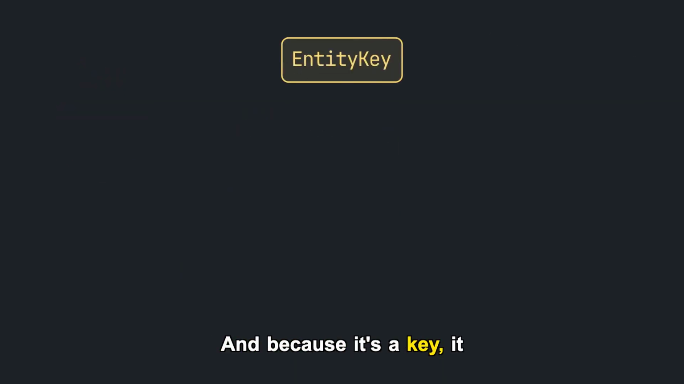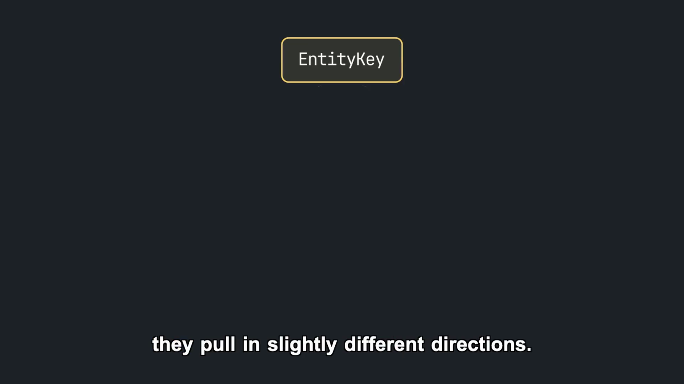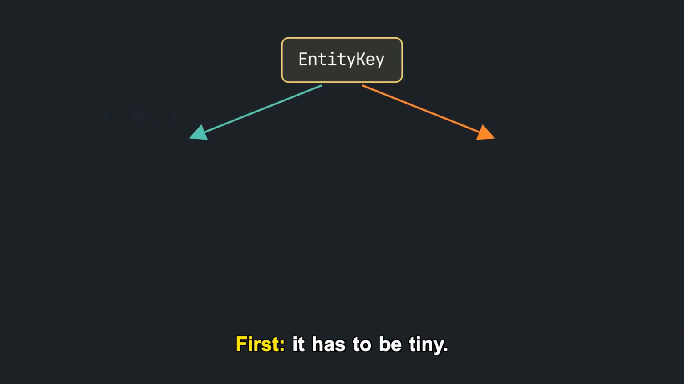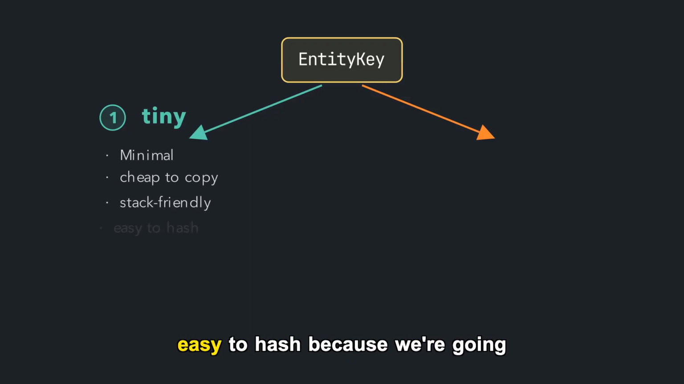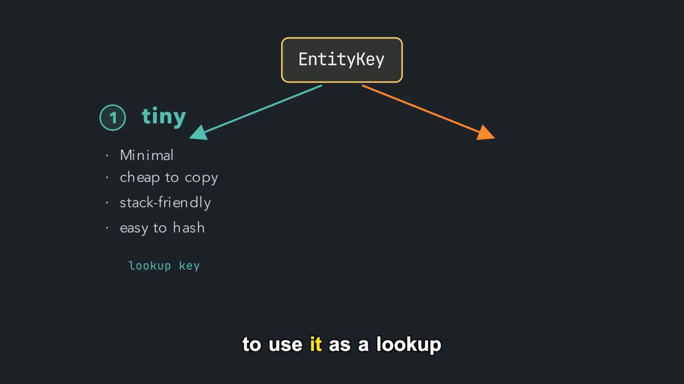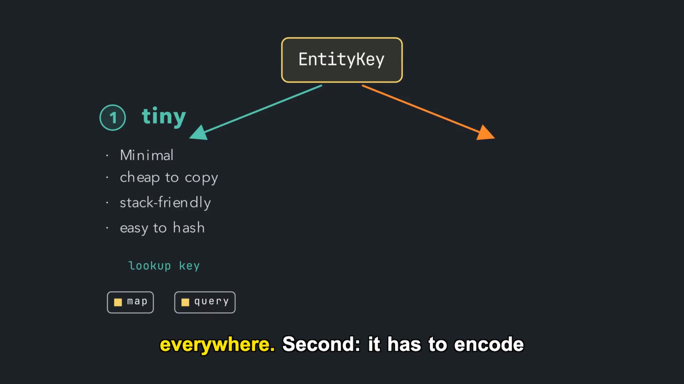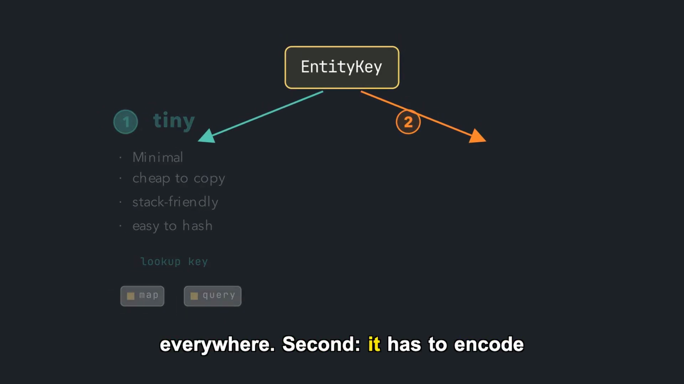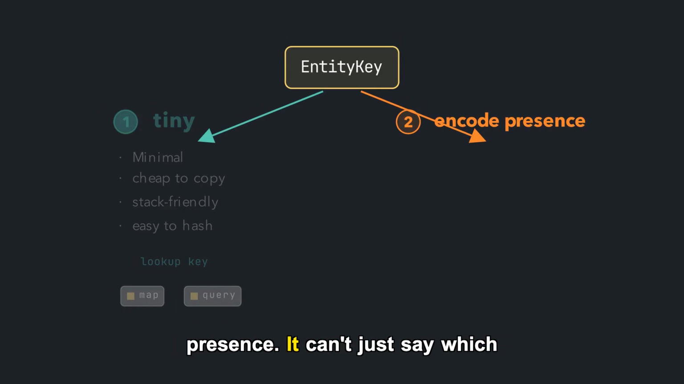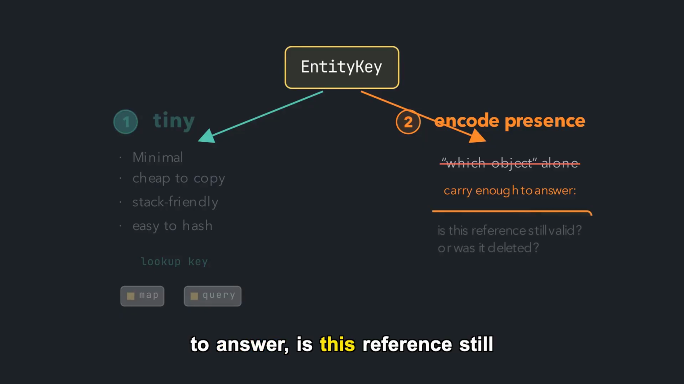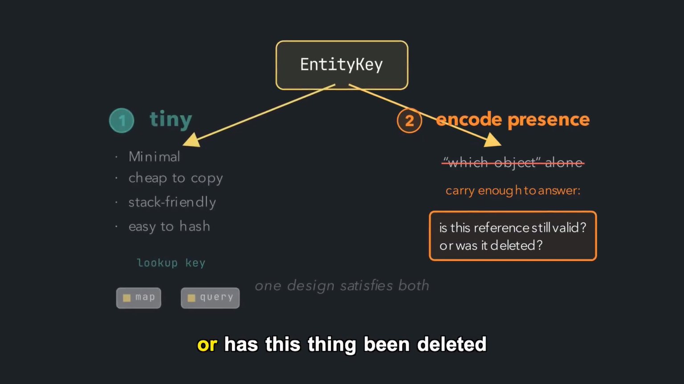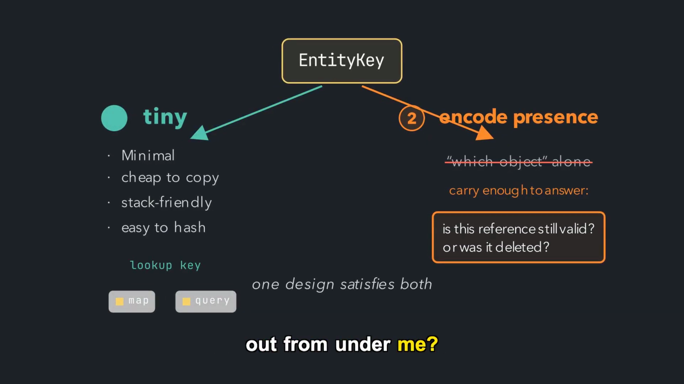And because it's a key, it has two jobs to do, and they pull in slightly different directions. First, it has to be tiny. Minimal, cheap to copy, stack-friendly, and easy to hash, because we're going to use it as a lookup key constantly, in maps, in queries, everywhere. Second, it has to encode presence. It can't just say which object. It has to carry enough to answer, is this reference still the one I think it is, or has this thing been deleted out from under me?